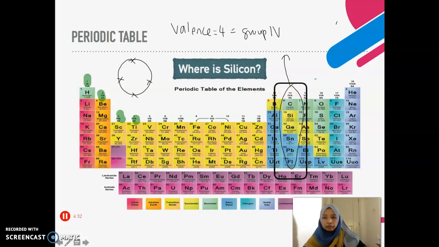So what is the example of the group 4? There is carbon, we have silicon, we have germanium. So all inside the group 4 we call semiconductor. The most material used for semiconductor is actually silicon. So where is silicon? Silicon is group 4 because the valence electron at the group 4 is 4 electrons.